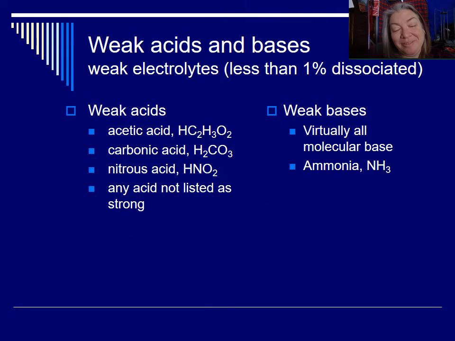So we discussed the strong, but what about the weak? Now, weak acids and bases are weak electrolytes. That means that less than 1%, rule of thumb, actually dissociates or breaks apart, meaning that they would rather stay together as a molecule than break apart into ions. So for your weak acids, they give some examples. They have acetic, carbonic, nitrous, or any acid not listed as strong. That's the rule I go by. So remember, an acid starts with hydrogen, and if it's not on your strong acid list, it's probably going to be a weak acid. Your weak bases are your molecular bases. And again, ammonia is the only one that we will really talk about.